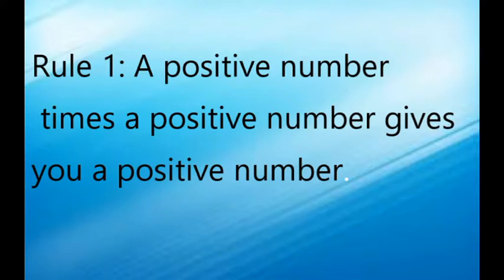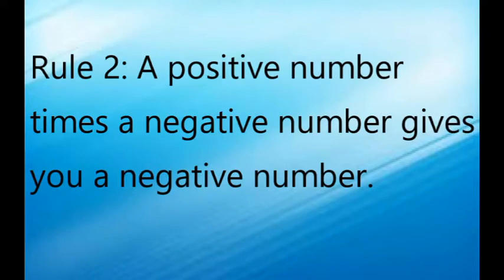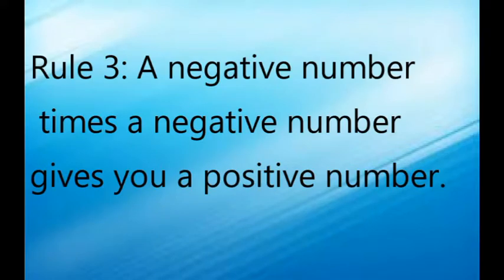Okay, so if you wanted to know how to multiply and find out what the answer would be, just listen to this. Rule 1: a positive number times a positive number gives you a positive number. Pretty easy, right? Well, it doesn't stop there, because a positive number times a negative number gives you a negative number. Well, that's all great, but a negative number times a negative number gives you a positive number.